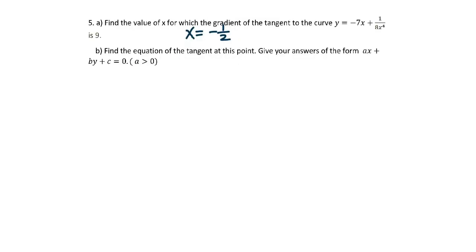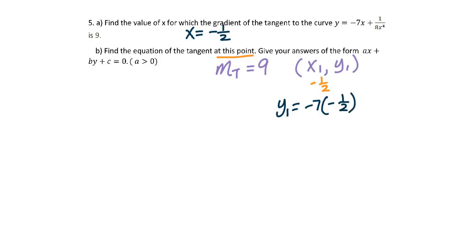Now let's go to B. Find the equation of tangent at this point. Give your answer in the form ax plus by plus c equal to 0. We already know the slope of the tangent line equals 9. Your x1, y1: the x will be negative 1/2. For y1, you need to do substitution. So negative 7 times negative 1/2 plus 1/8 times negative 1/2 to the 4th power. Then we can use the graphing calculator to get the answer. The answer will be 11/2.